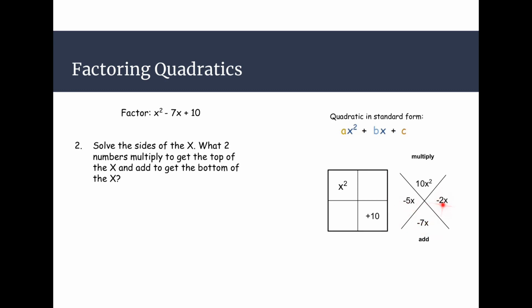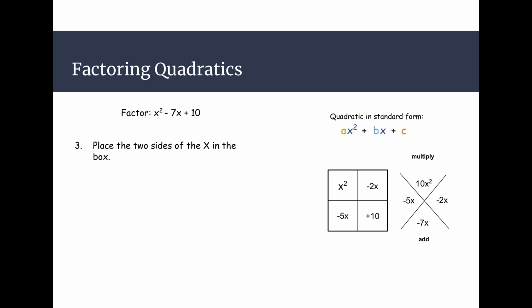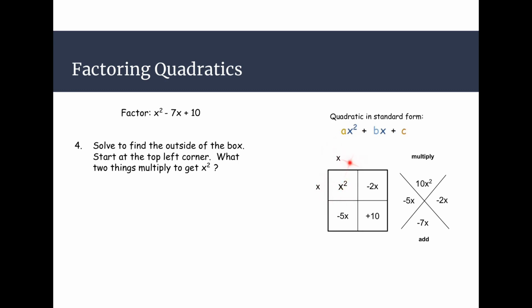So once you've figured out your X problem, then those two numbers go in the two remaining corners. So you're going to place those two sides of the X. Once again, order doesn't matter for these two numbers, so order doesn't matter here as well. Just take them and put them in there. Okay, after that, then we have to start factoring the outside. And it's really easy to start with this corner. So what multiplies to get x squared? Oh, well, there's only really one thing that does that, x times x. So you're going to put an x here and an x here.